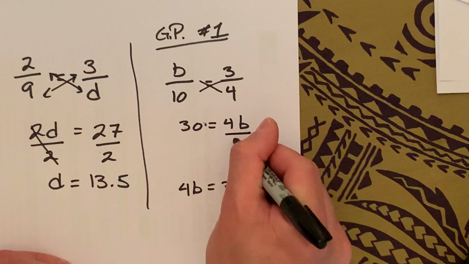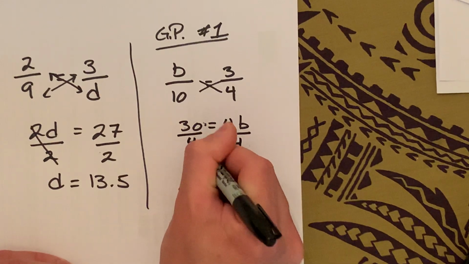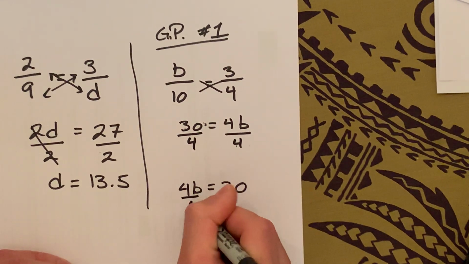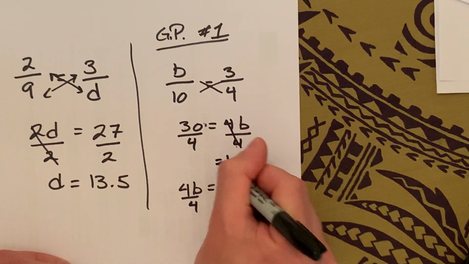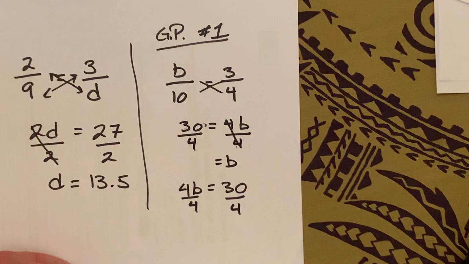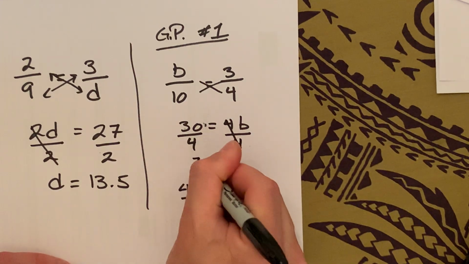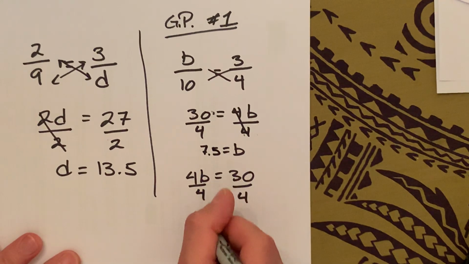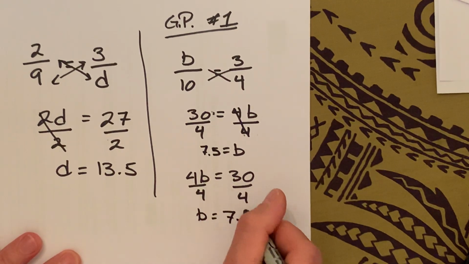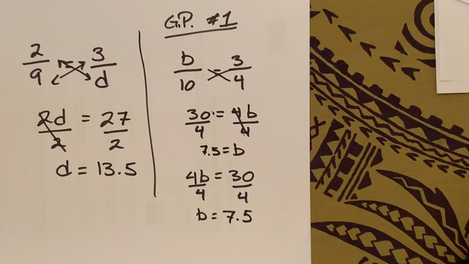Well, you divide by 4. Isolate your variable. Same thing would be here. You divide by 4. Those cancel out, and I have b. And 30 divided by 4 is 7.5. Just like here, 30 divided by 4 is 7.5. So that's one way to solve a proportion using cross products.